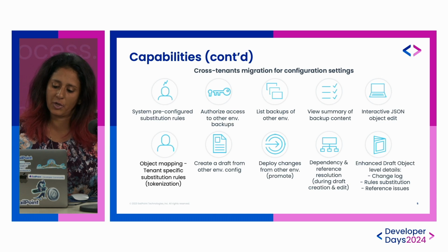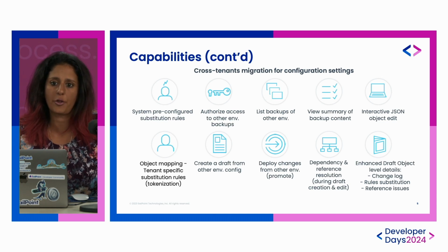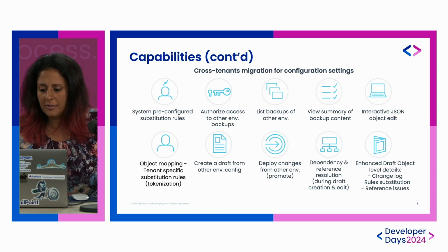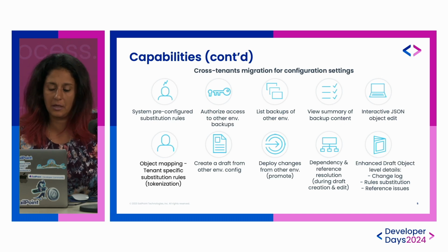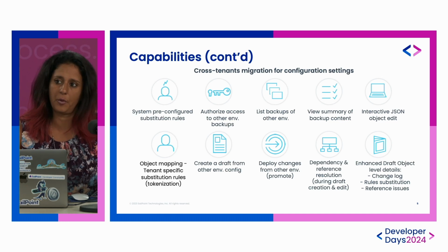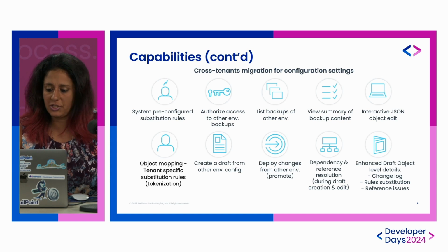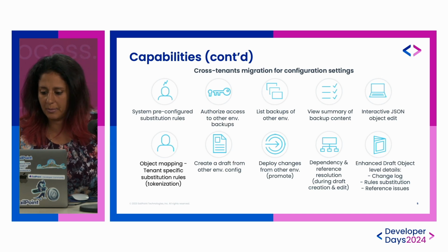To migrate configurations between tenants, we use functionality to authorize access from one tenant to another to access the backups, view the backups of the other environment, see the summary of the content of the backup, and then edit that, like create a draft from another tenant's backup and edit that with an interactive JSON object editor. And deploy the changes from one environment to another environment.